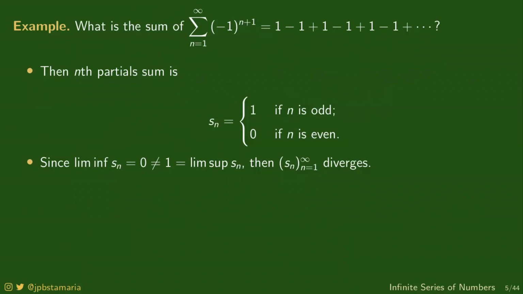Ang tawag mo sa pinakamaliit na limit point, you call it the limit inferior. Yung pinakamalaking limit point, you call it the limit superior. And because these two things are not the same, that is a proof that the sequence diverges. Kaya, wag yung tatanungin kung ano yung sum ng infinite series na to because it has no sum.